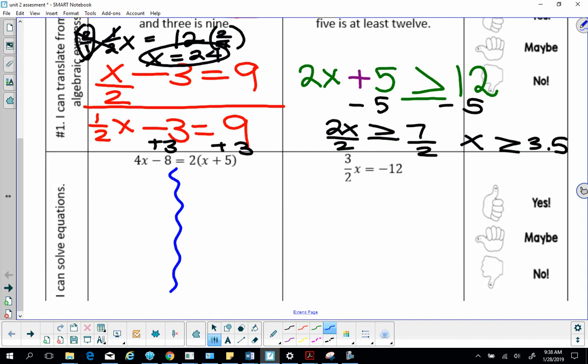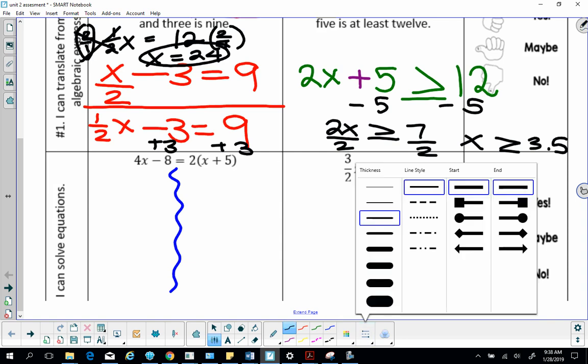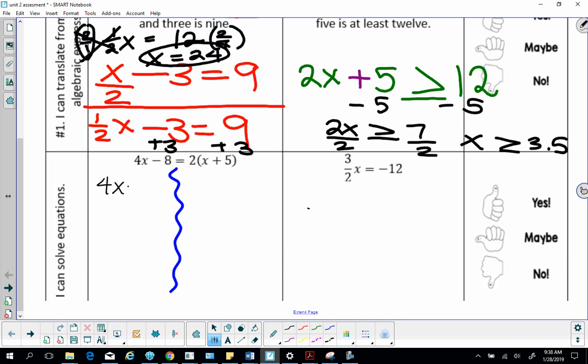All right, next one. So first I draw my river. Then I rewrite this. So I have 4x minus 8. Then I've got to distribute. What does distribute mean? Multiply, right? And so when I multiply, I end up getting 2x plus 10. Who at least got that part? Give me a thumbs up.